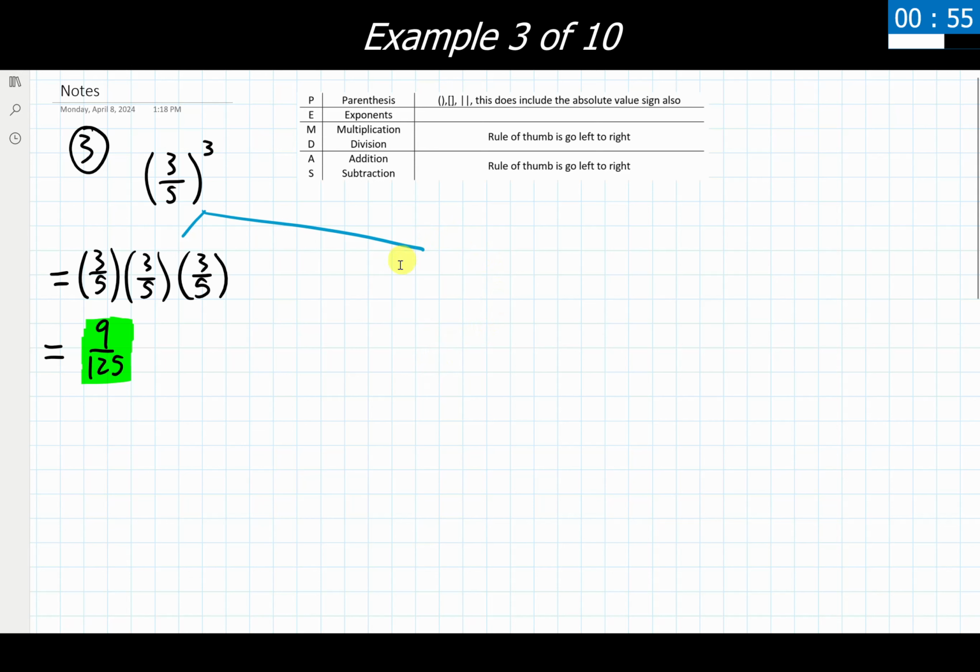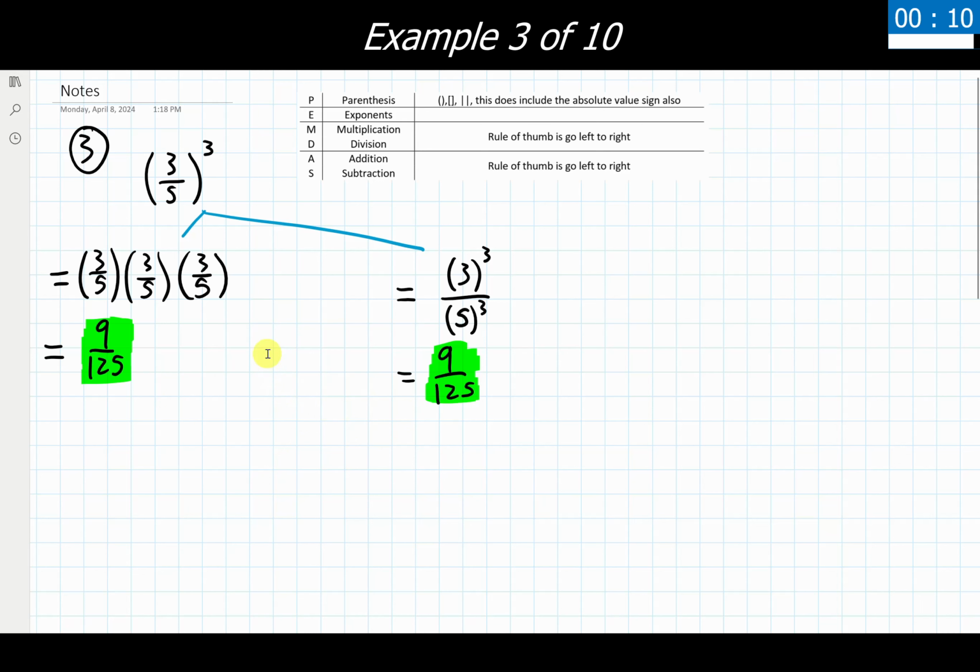Now we do have the alternative way of going through this, which is to say, all right, I have a fraction raised to the third power, so that's the same as saying the numerator being raised to the third power divided by the denominator being raised to the third power. 3 to the third power, that's going to give me 9, and 5 to the third power is going to give me 125. And I'm more than welcome to expand this numerator out to be the exact same as what I have written over here, because these are the exact same expression. Either way, whichever route you take, you are going to be getting to the same answer of 9 over 125.